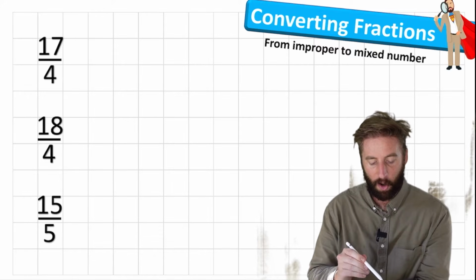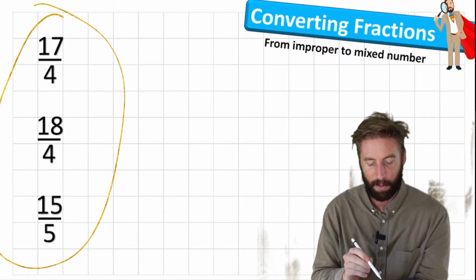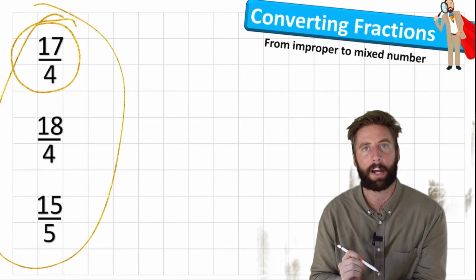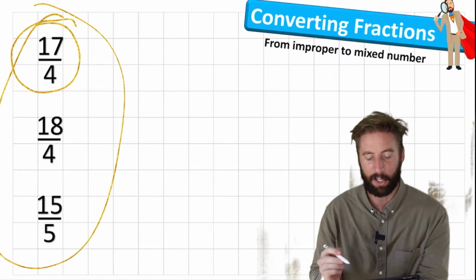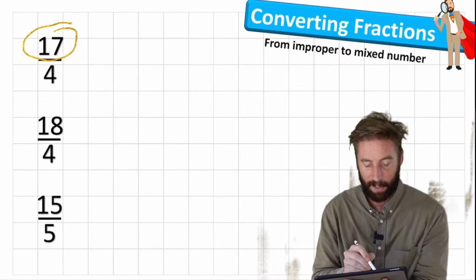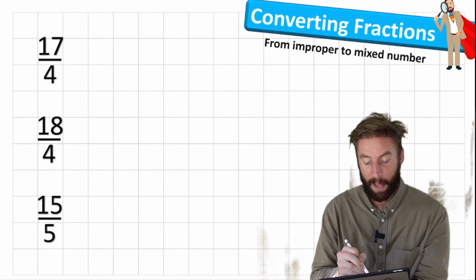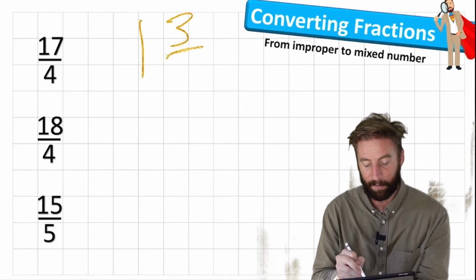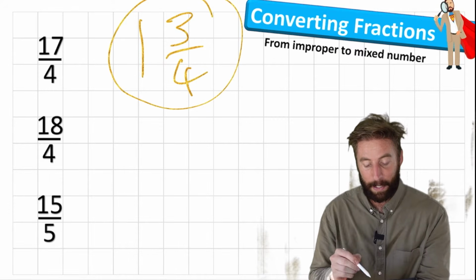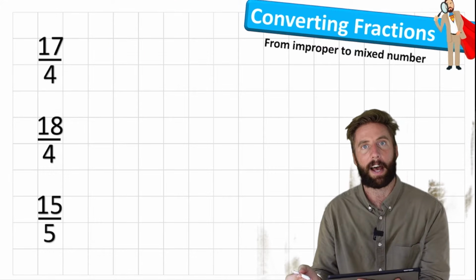Okay, we're going to be working on these three questions today, and we're going to find out exactly how to convert them from these horrible looking improper fractions to a mixed number fraction. So an improper fraction looks like this, where we have a larger numerator than we have denominator, and a mixed number has both a whole number and a fraction, a bit like this. And ideally we want our fractions to be a mixed number rather than improper. So let's find out how to do that.